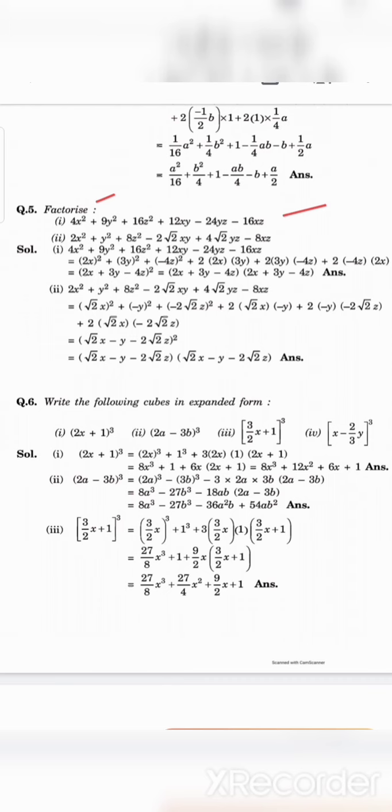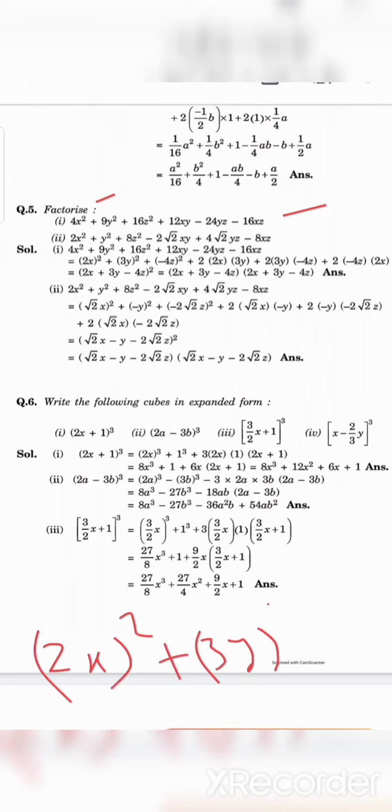So here we compare using identity number 5 RHS. We get the whole square terms as: 4x square means 2x whole square, 9y square means 3y whole square, and 16z square means 4z whole square. Here we first write directly 4x square as 2x whole square, 9y square as 3y whole square, and 16z square as 4z whole square. Then for the remaining terms in our polynomial, we write them here.